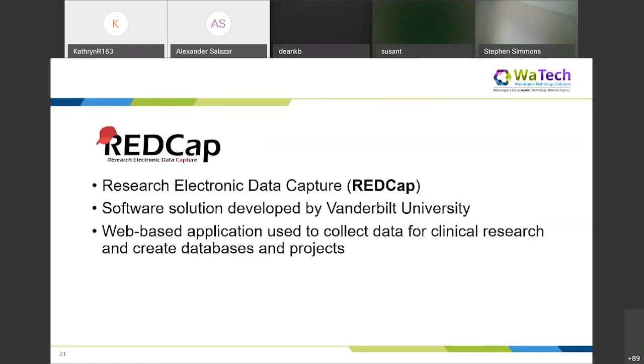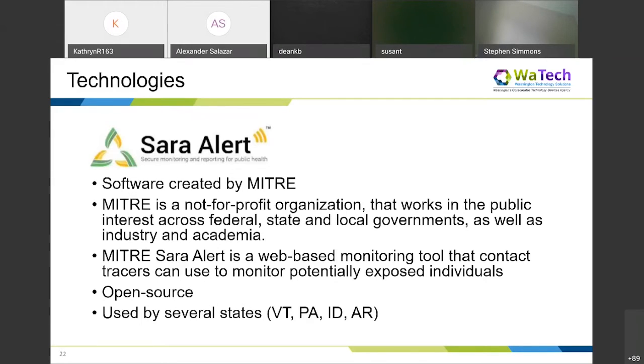of the Microsoft Dynamics platform, which is the next slide. Or sorry, Sarah Alert is the next one. So Sarah Alert was also an early system that was adopted in terms of helping people be notified for symptom monitoring. And this is used by the contact tracers and case investigators to help people monitor their symptoms.